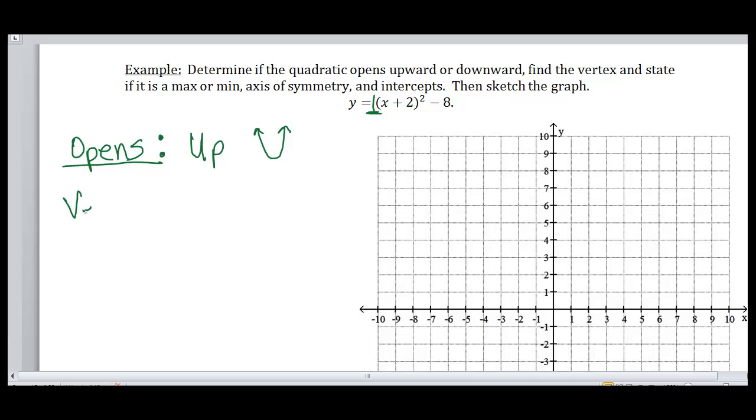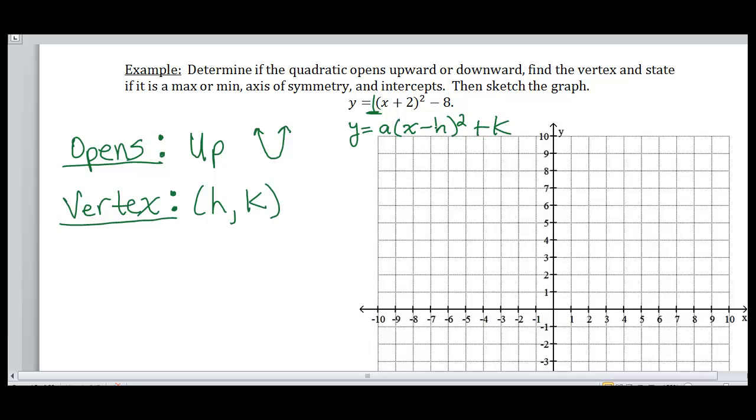My vertex is the next thing that I want to find. This time, we're going to have the h, k form. And remember, it's always y equals a times (x minus h) squared plus k. The h is whatever is subtracted from the x. Well, here I have an x plus 2. It's not subtracted, it's added. The thing that's actually being subtracted from the x in this example is negative 2, because when we subtract the negative, that's the same thing as adding.